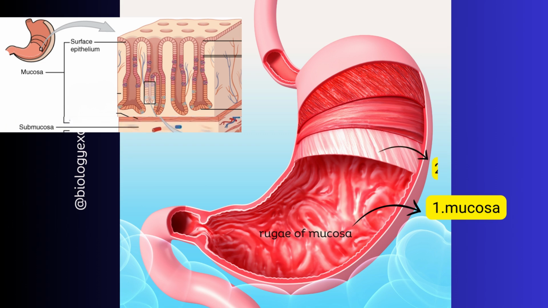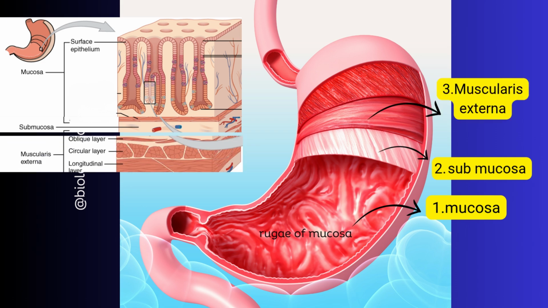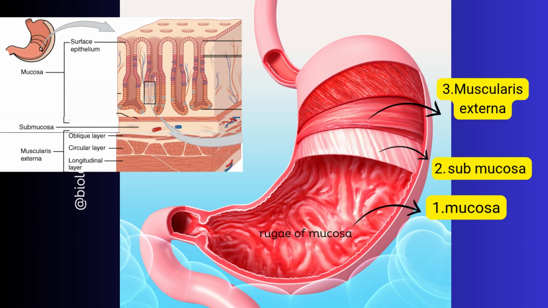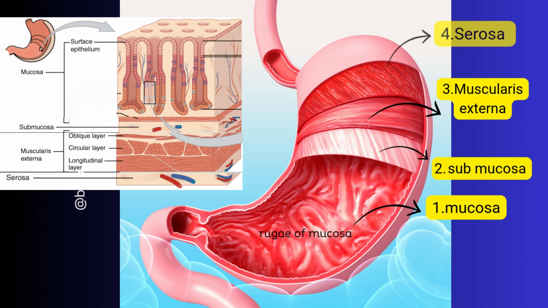Submucosa contains connective tissue, blood vessels, lymph vessels, and nerve cells. It covers and protects the mucosa. Muscularis externa is the primary muscle of the stomach. It has 3 layers that contract and relax to break down food. Serosa is a layer of membrane that covers the stomach.